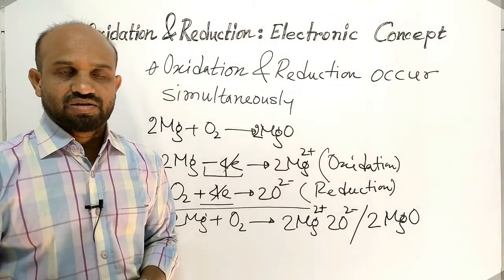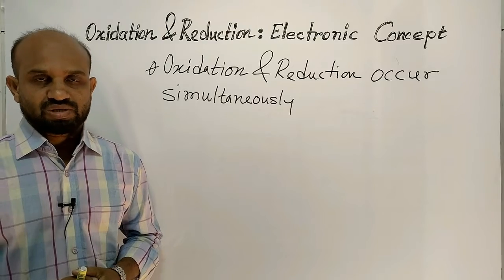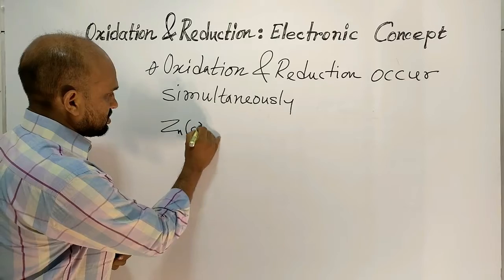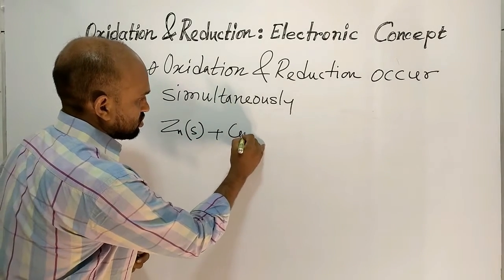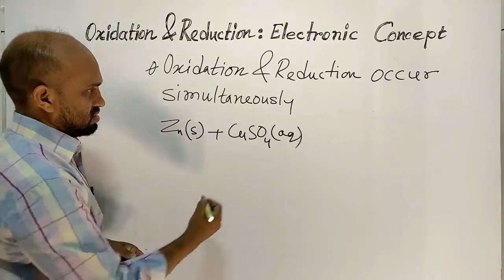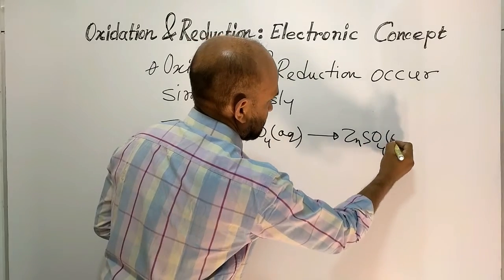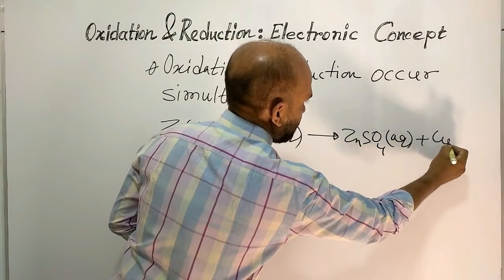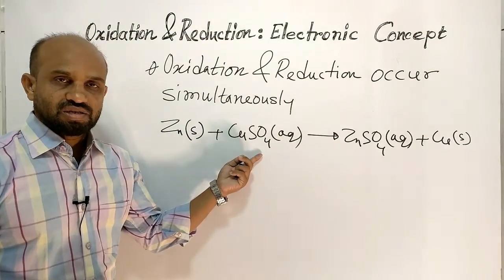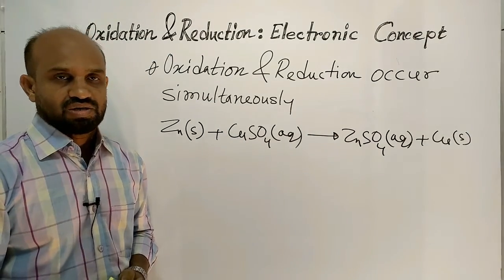Let's see another reaction. The reaction is between zinc and copper sulfate. When solid zinc is added to copper sulfate solution, then zinc sulfate, aqueous, and copper solid are formed. Let's see in this reaction how oxidation and reduction occur.